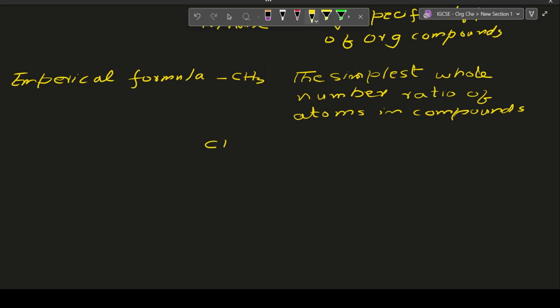For example, CH4. Here one carbon is connected with 4 hydrogens. So this particular compound is already in the simplest whole number ratio. You cannot reduce it further. So CH4 is also an empirical formula. If I take the example of propane, C3H8, here also 3 and 8 you cannot reduce, because the ratio has to be in whole numbers. 3 ones are 3, 3 twos are 6, 3 threes are 9. So 8 is not in the table of 3, which means this cannot be reduced further. So C3H8 is also an empirical formula.